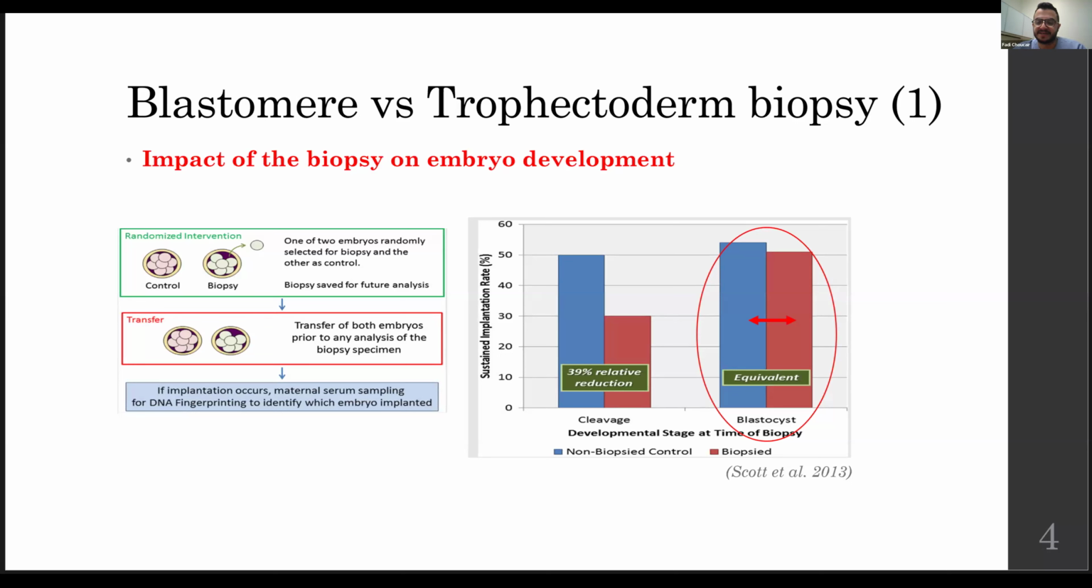Why do I need to focus on trophectoderm biopsy? The rationale stems from a landmark randomized paired clinical trial by Scott et al. in 2013, which clearly demonstrated the detrimental impact of cleavage stage blastomere biopsy on implantation and live birth rate. In contrast, trophectoderm biopsy performed at the blastocyst stage was shown to preserve developmental competence and clinical outcomes. As seen here in this histogram, implantation rate was equivalent and sustained for trophectoderm biopsy, compared to a 39% relative reduction in implantation in blastomere biopsy. This pivotal evidence has shaped current practice, positioning trophectoderm biopsy as the safer and more effective approach for pre-implantation genetic testing.